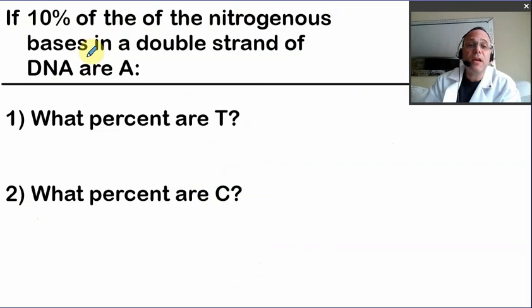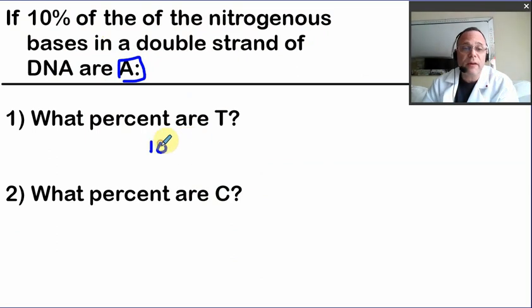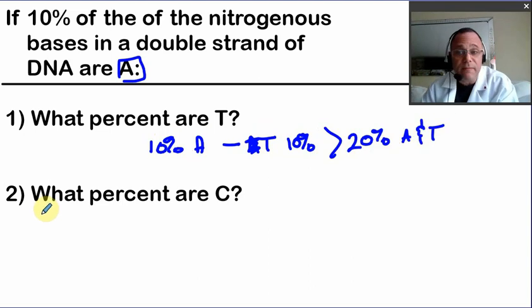Now, if 10% of the nitrogenous bases on a double strand of DNA are A, what percentage are T? Pause, think it through. All right, so if we have 10% that are A, well, don't T's complement A's? Which means there also must be 10%. This brings us a total of 20% of A's and T's. So now we have this question. What percentage are C's?